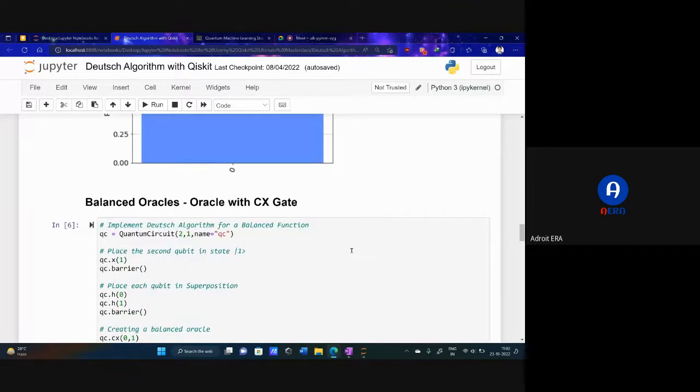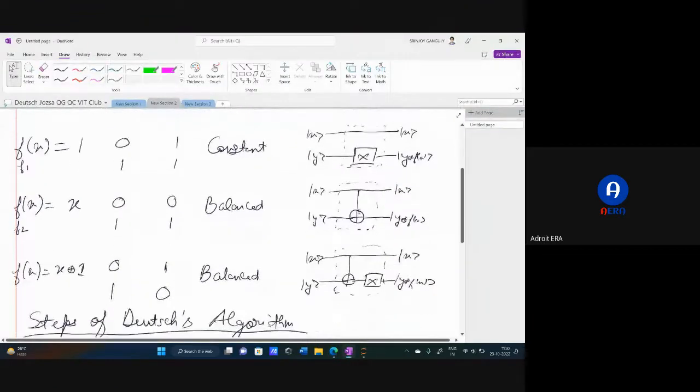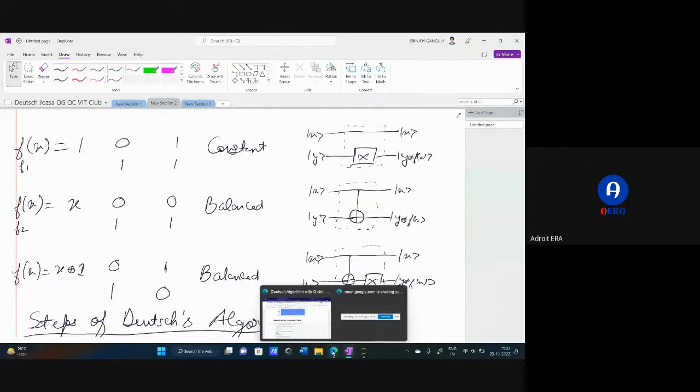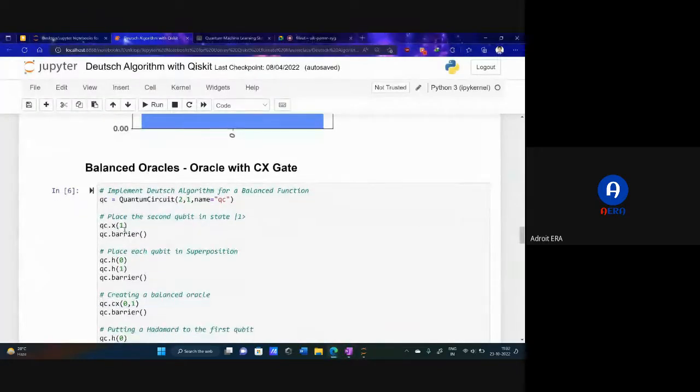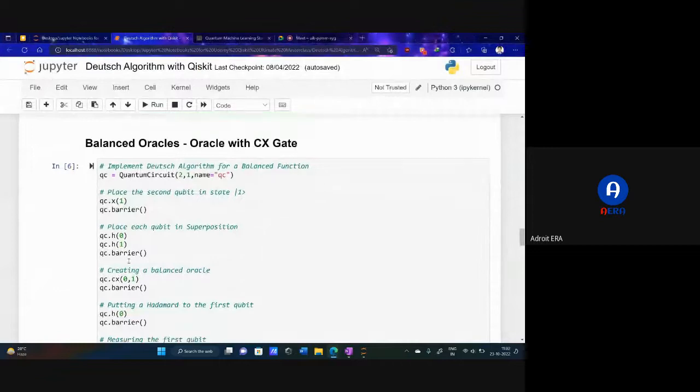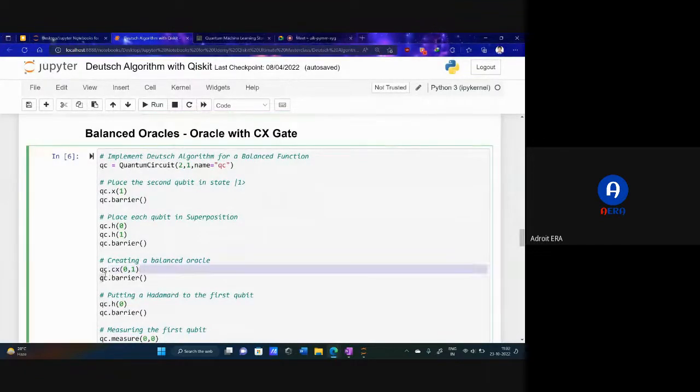Then for the balanced oracle, we defined the third one. This is the balanced oracle, right? We are now going to verify that. Again, the circuit is the same, but here we put the CX gate, the CNOT gate, with control as 0 and target as 1. But you can do it in the opposite way also. I would recommend that you do it the opposite way and check what kind of results you are getting.